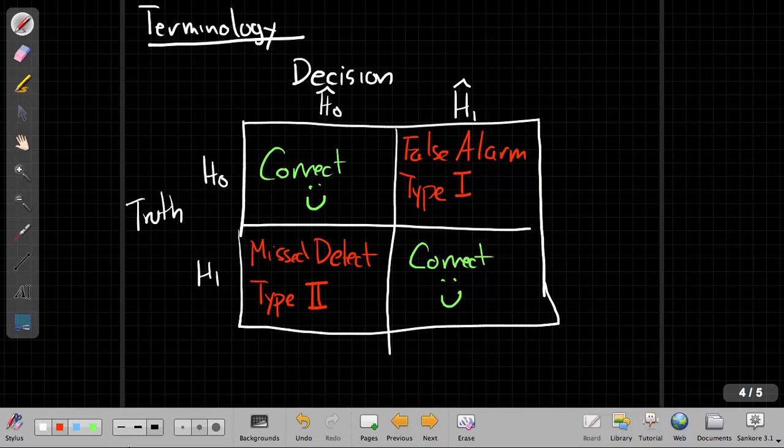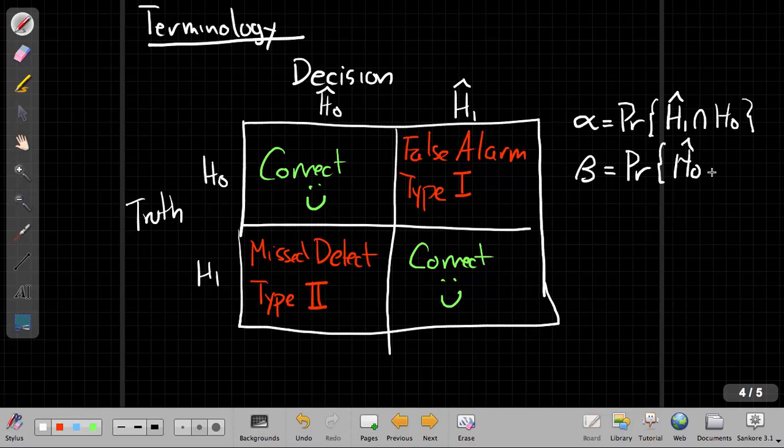A couple other common pieces of vocabulary for that. In the classic statistical literature, they say alpha is going to be the probability that you guess H1 and actually H0 is true. So when you make the wrong choice that way. And beta in the classic statistical literature, engineers don't always use these terms, are for the other type of errors.